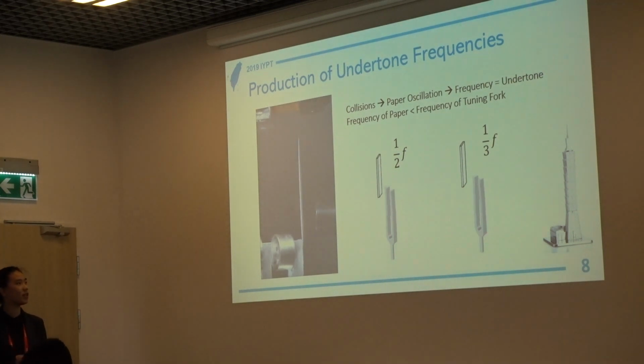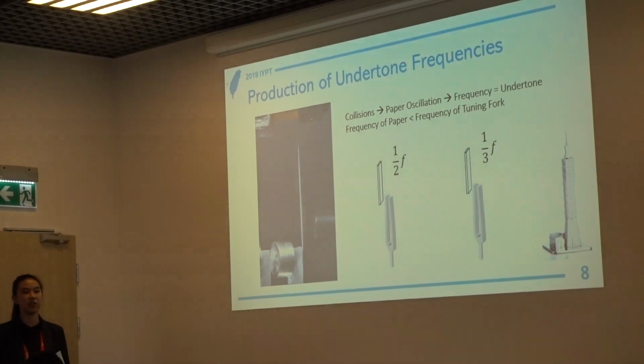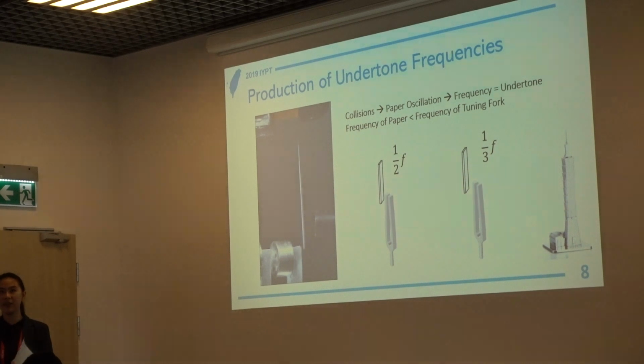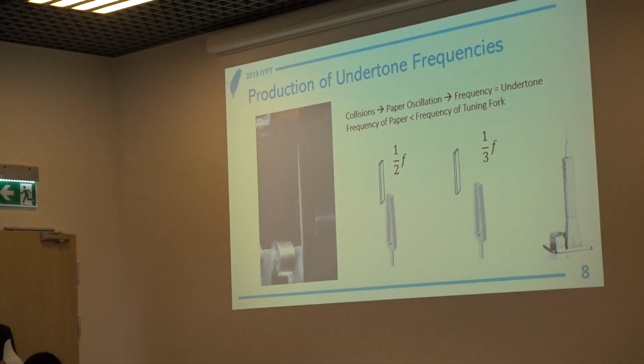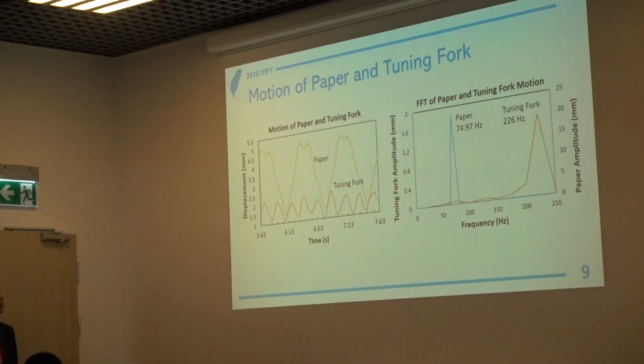For example, this is just a simple animation showing the motion of the paper and tuning fork. If every 2 times the tuning fork oscillates the paper hits it once, we will have an undertone of 1/2 the natural frequency. And we can see this when we track the motion of the paper and the tuning fork. We can see that for every 3 times the tuning fork oscillates, the paper will hit it once, giving us an undertone frequency of 1/3 the natural frequency.